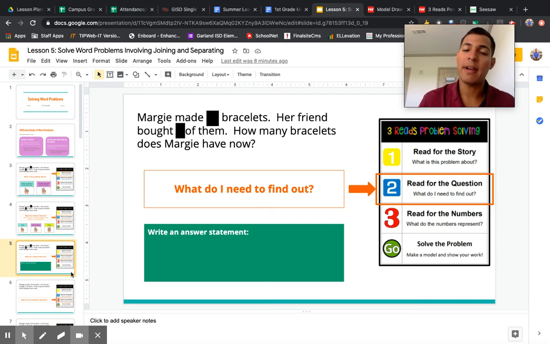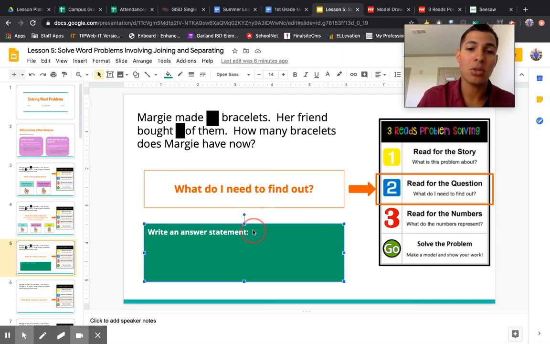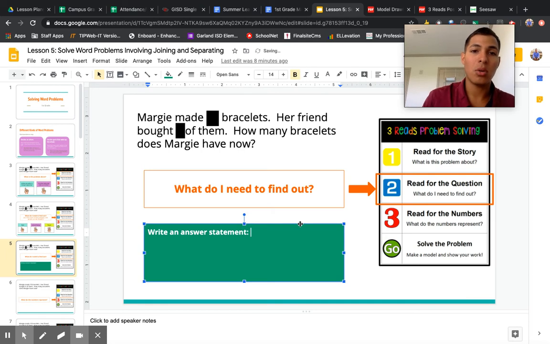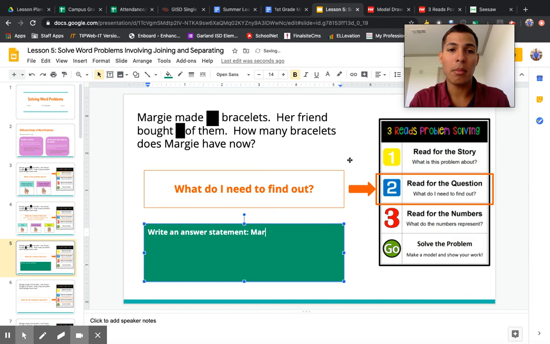What do we need to find out? We already know. Let's write our answer statement or our solution statement. So how many bracelets does Margie have now? Margie has blank bracelets now. Because that's what we're trying to find. That's the result we want to find. How many bracelets does Margie have now?